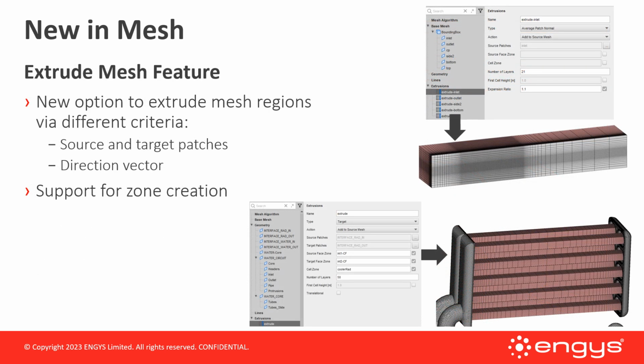With respect to the Extrude Mesh feature, we have a new option to extrude mesh regions based on 2 different criteria. The user can extrude the mesh based on source and target patches. This option allows you to specify the source and target patches for the extrusion process, providing more control over the mesh generation in specific regions of your model. Or by using a direction vector, in which the user can define a direction vector for the extrusion process, providing even more flexibility when generating your mesh. Lastly, the Extrude Mesh feature also supports zone creation, enabling the user to create cell zones from such mesh extrusion.